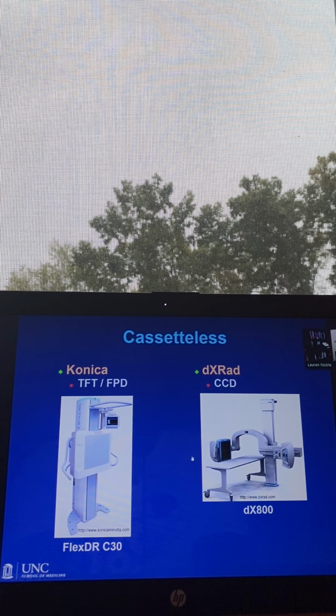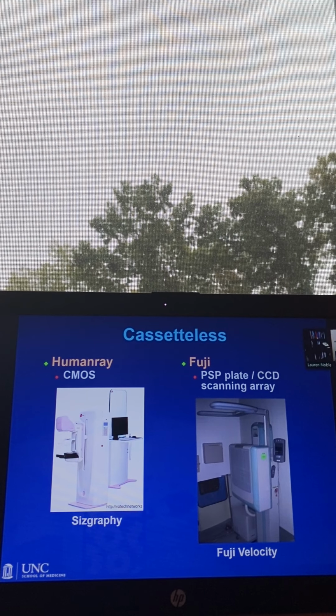Because in order to get this, you'd have to rip out your entire x-ray room and actually bring in new equipment. So it was a lot more expensive. Now, of course, the prices have come down, and some facilities will opt to go ahead and get this because the prices have come down. But just so you kind of know how that conversion took place.